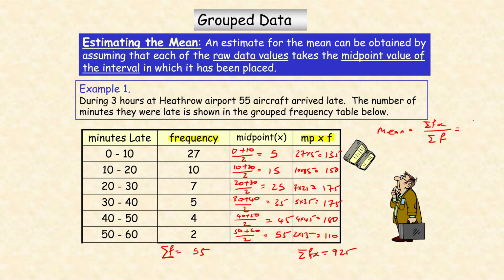So we put them in the formula. That should give me 925 divided by 55. And when I work that out on my calculator, what have you got? I get an average of 16.8 minutes. Okay, good. So complete your table. Hit pause, complete your table. When you're ready, hit play again.